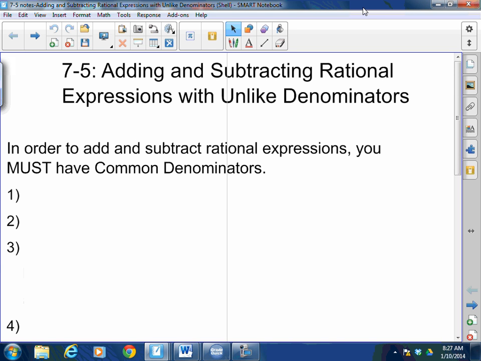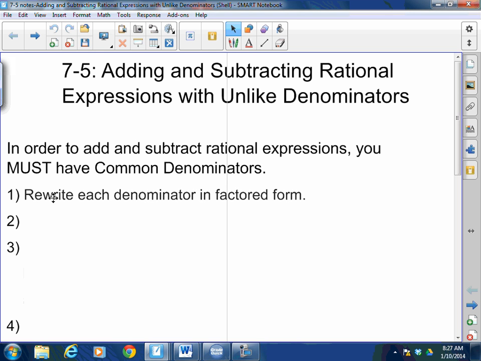Now, in order to add or subtract rational expressions, you must have common denominators. Remember that, okay? A lot of times people say, oh, but what if it's not the least common denominator? As long as it's a common denominator, after you're done with the problem, you're going to reduce it anyways. You're going to go ahead and simplify, so it will come out to the same answer regardless.